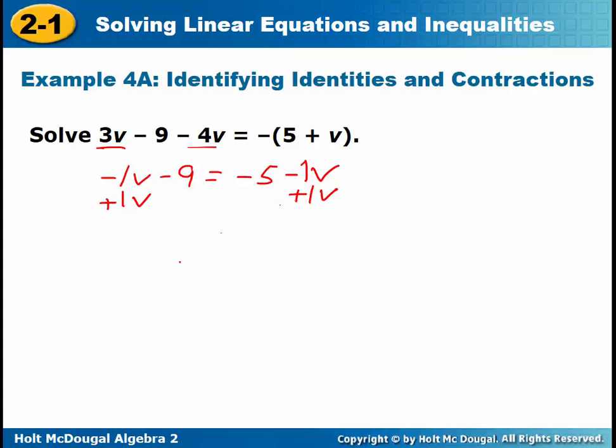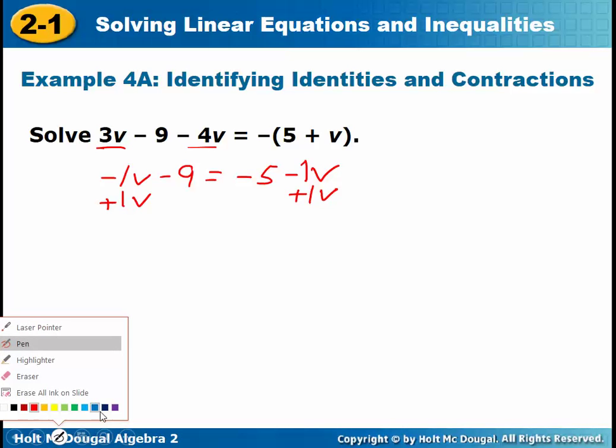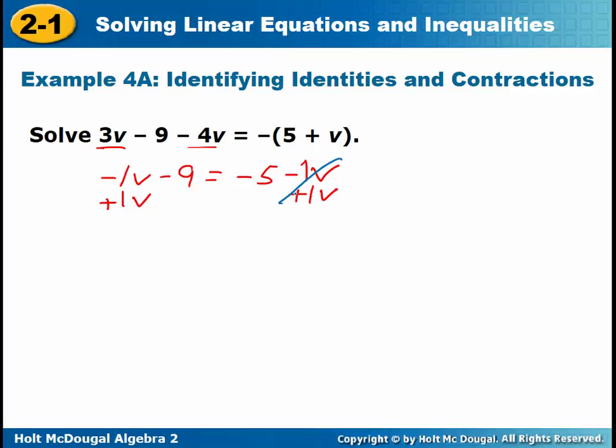When I add 1v to both sides, on the left side and the right side, I lose my variable. I have no variables left. If you have negative 1v plus 1v, it's 0. It's not v, it's just 0. So I'm left with negative 9 equals negative 5. That is false. That is not true. So my answer, when I get a contradiction like that, when I get a false statement, what I write down on the paper is no solution.